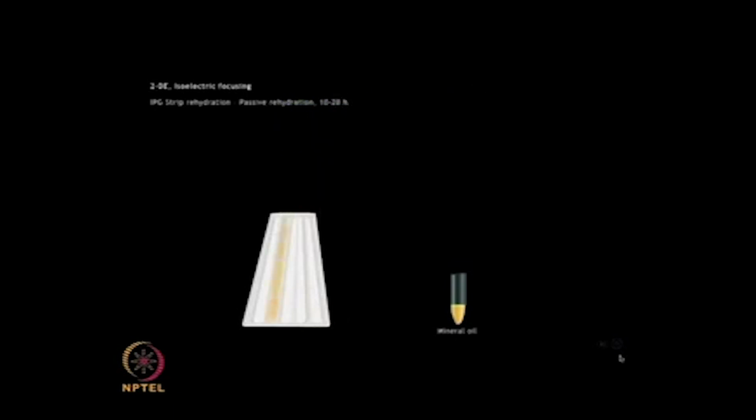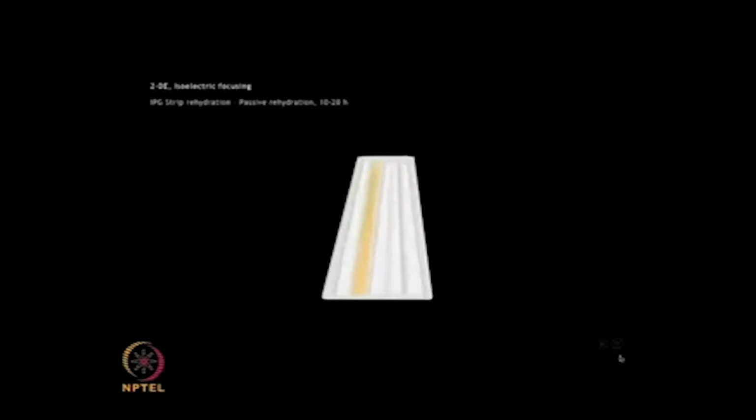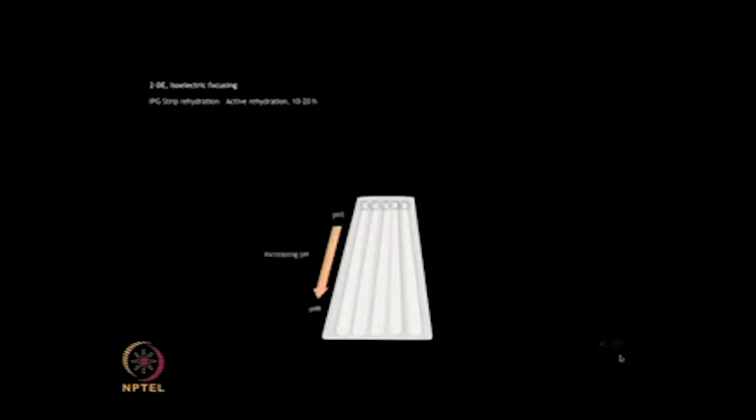This is then covered with mineral oil to prevent the gel from drying up and left overnight. The other process, known as active rehydration, is where the protein sample is added to the strip via a sample cup, followed by the cover fluid to prevent the gel from drying up. The protein sample being applied, a very low voltage condition is provided, and then cover fluid can be added.